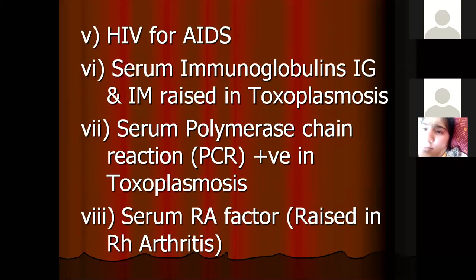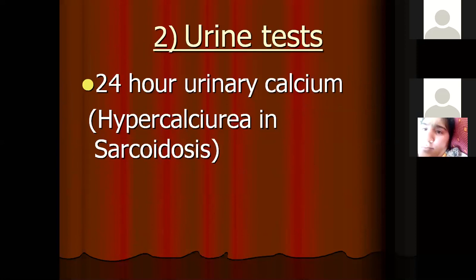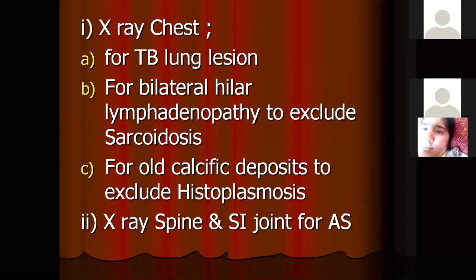HIV is done for AIDS. Serum immunoglobulin levels are checked, which are raised in toxoplasmosis. PCR is positive in toxoplasmosis, and serum RA factor is raised in rheumatoid arthritis. You will carry out 24-hour urinary calcium level if you suspect a case of sarcoidosis. X-rays are done if you suspect tuberculosis or sarcoidosis or histoplasmosis or ankylosing spondylitis. In all conditions, you will carry out X-ray chest.